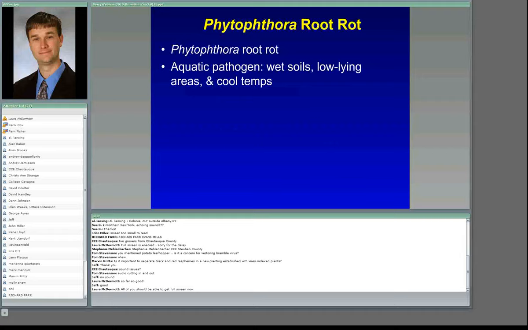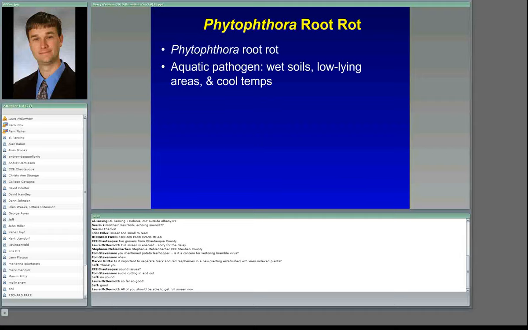When it's dried out, it's simply just surviving. That's why it likes wet soils and low-lying areas. These things we're all very familiar with. One of the other interesting features of Phytophthora is that it prefers cool temperatures and cool weather, which can be a problem if we have cool springs and cool summers.